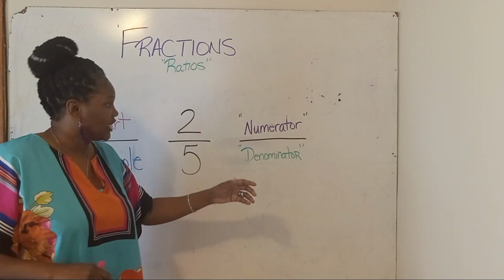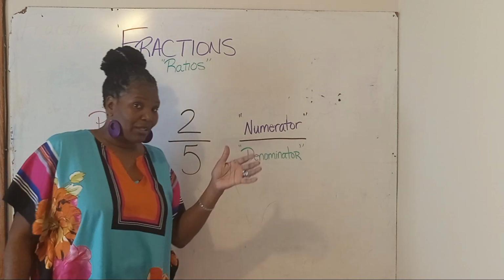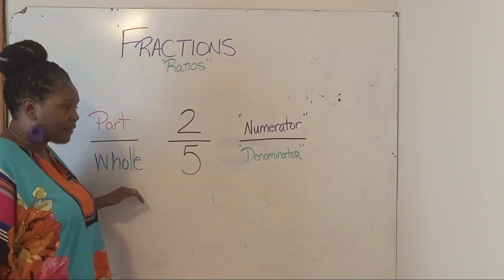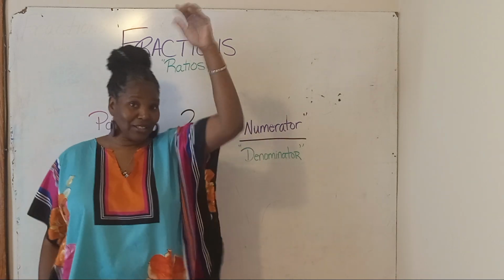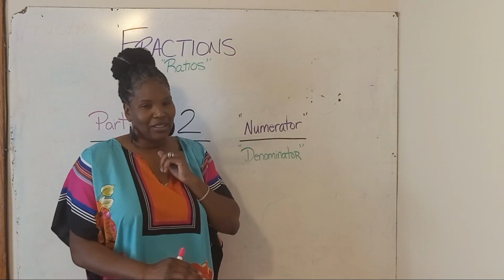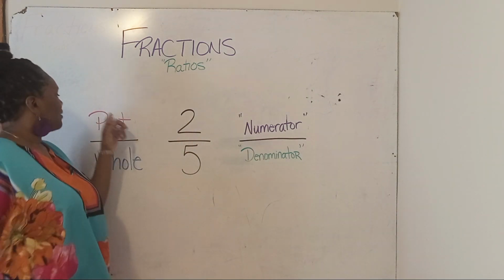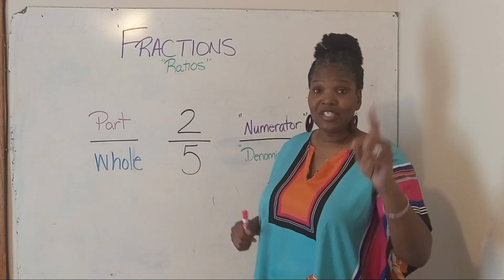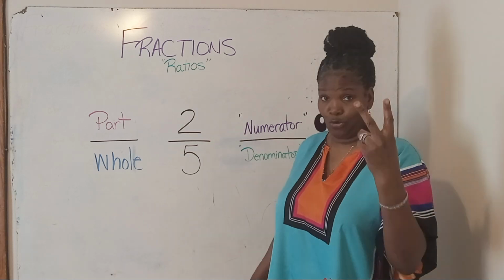Another name for the top part of the ratio or of the fraction is the numerator. The numerator is the number at the top. For the whole, the number at the bottom is called the denominator. So we have a numerator at the top and the denominator at the bottom. The denominator is the whole. The numerator is the part. So fractions or ratios have two parts.